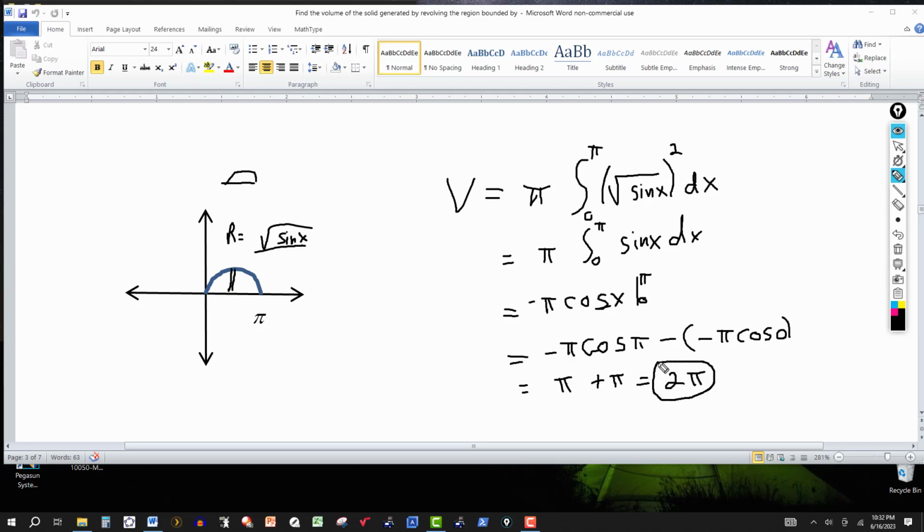So the volume of the solid of revolution rotated about the x-axis with the given information is 2 pi. Remember, this is a volume, so this will be cubic units.